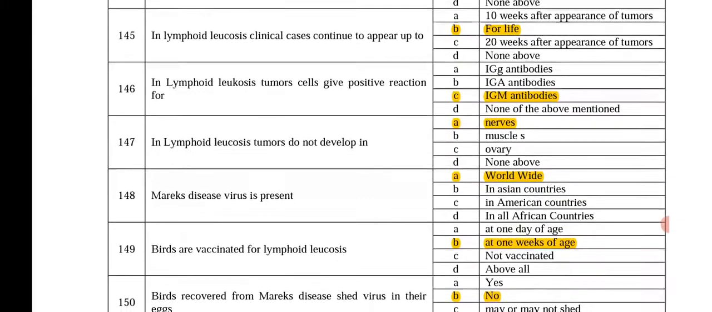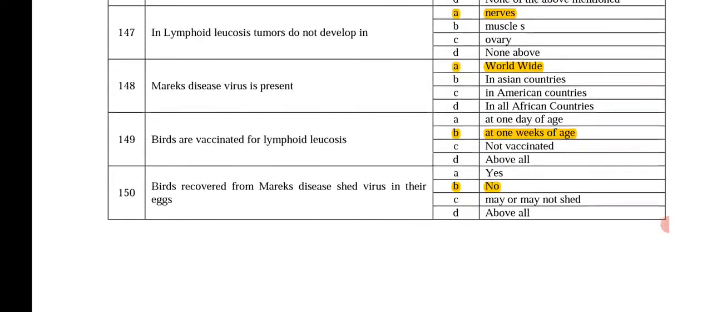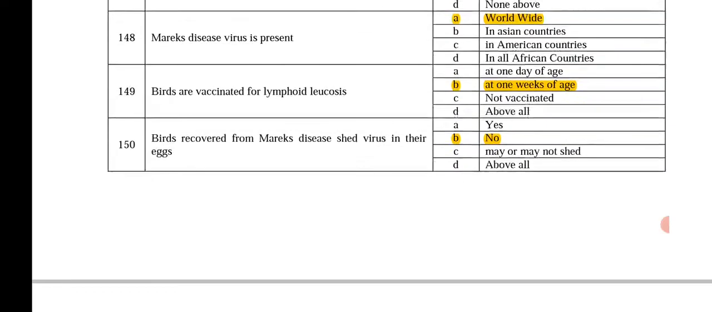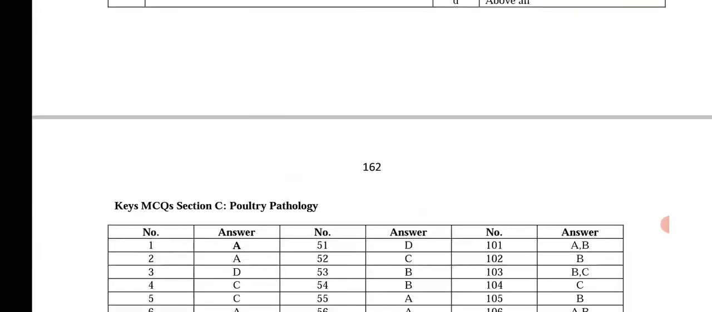Marek's disease virus is present worldwide. Birds are vaccinated for Marek's disease at 1 day of age. Birds recovered from Marek's disease shed virus in their feathers, not in their eggs. No.